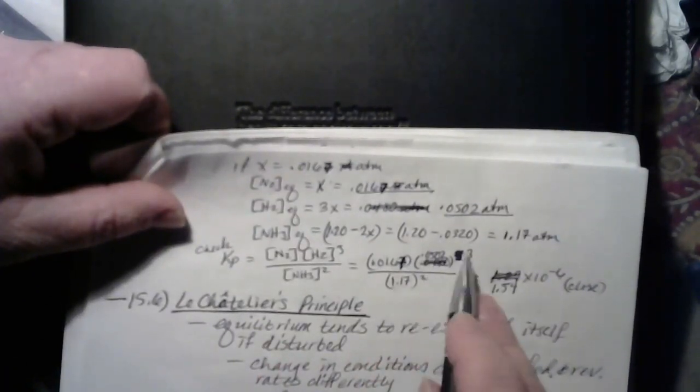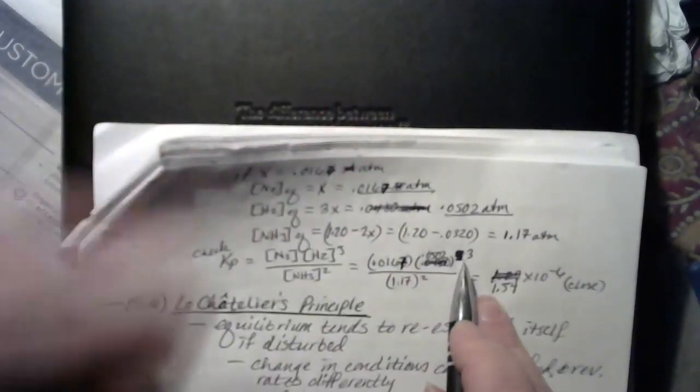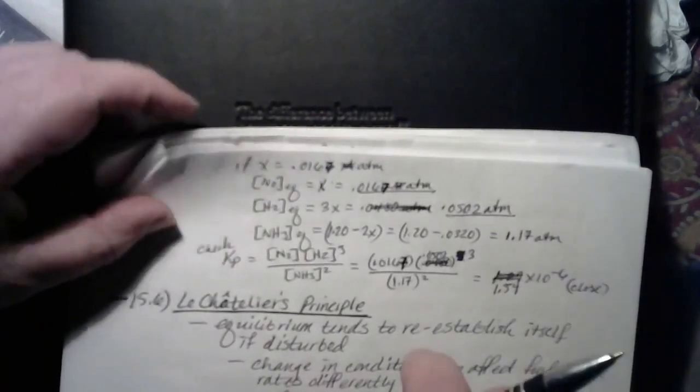If you want to check it, you can always put those numbers into the expression for the equilibrium constant. Remember that the H2 concentration has to be raised to the third power, cubed. You end up with Kp of 1.54 times 10 to the minus 6, and that is very close to the 1.47 times 10 to the minus 6 they gave us before.